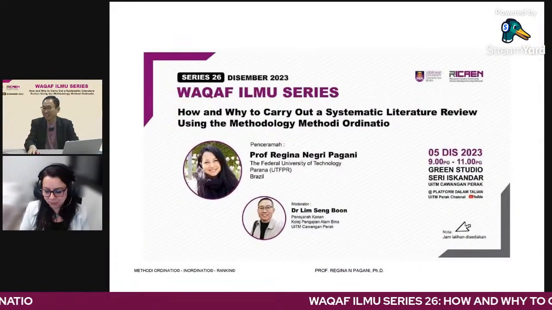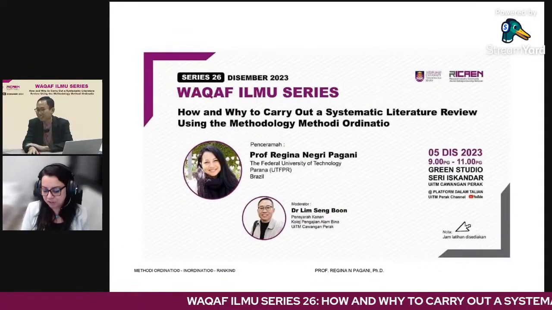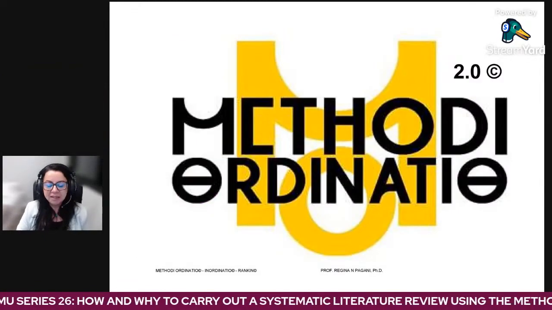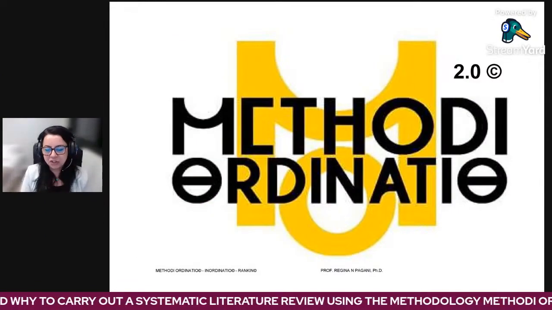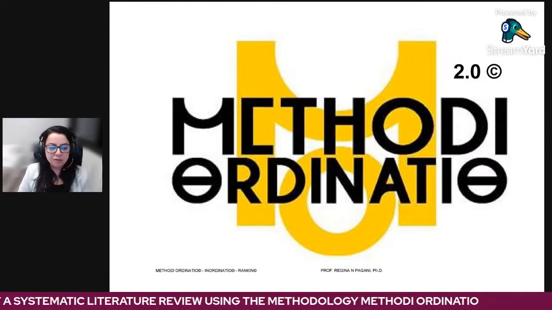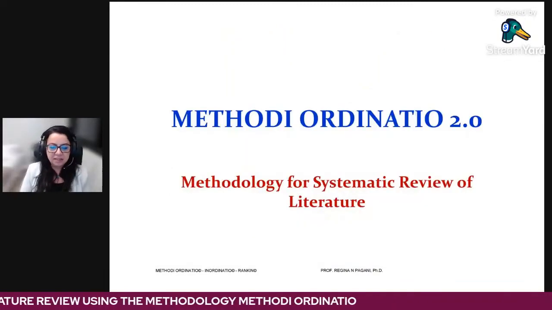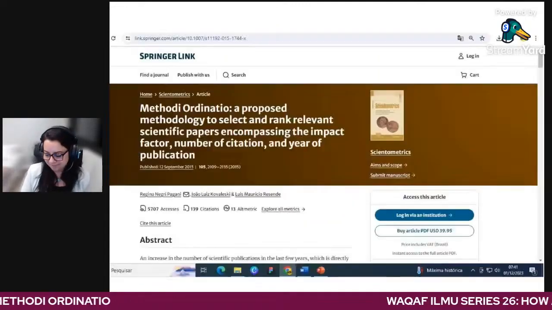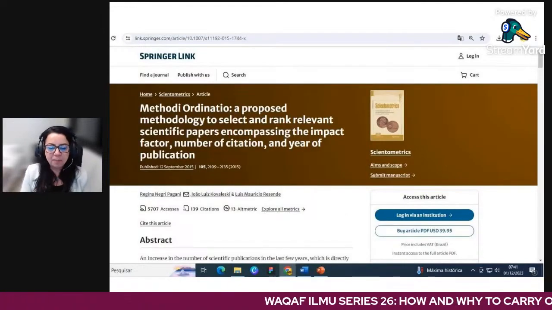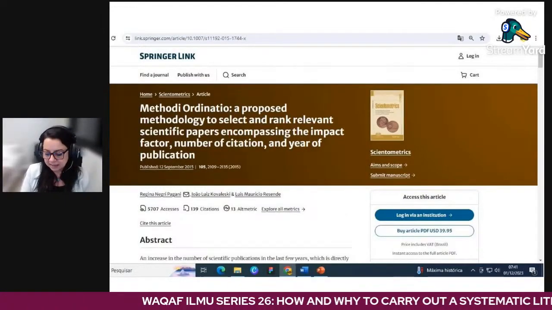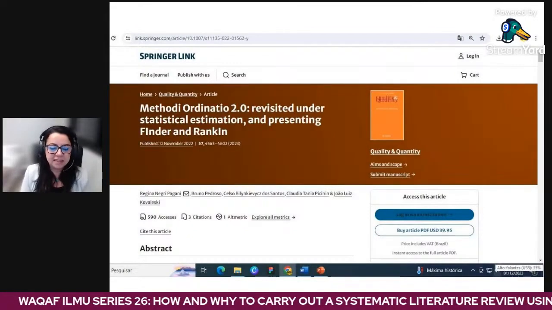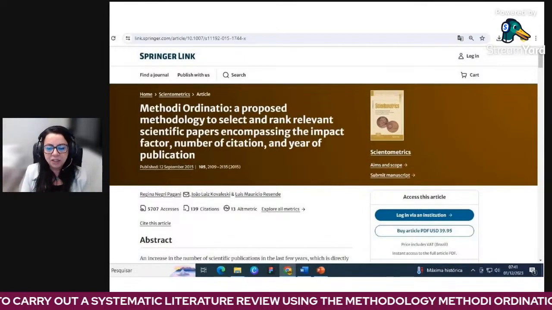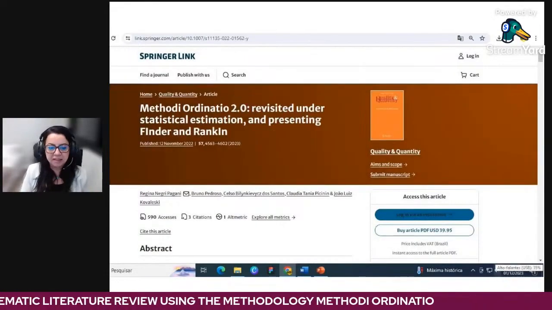We are here to share a little bit of a different methodology that I'm not sure you already know. Methodi Ordinatio is a methodology for systematic review of literature. We are already in Methodi Ordinatio 2.0. This is the first paper we published, and this is the second one, the 2.0. Everything that we will work on today will be around these two papers.